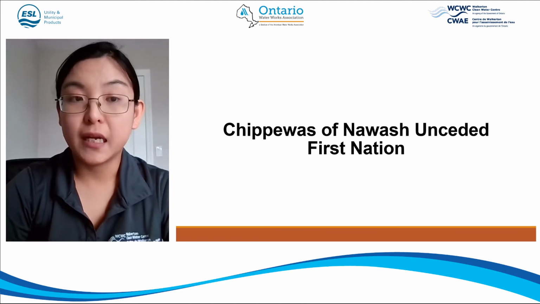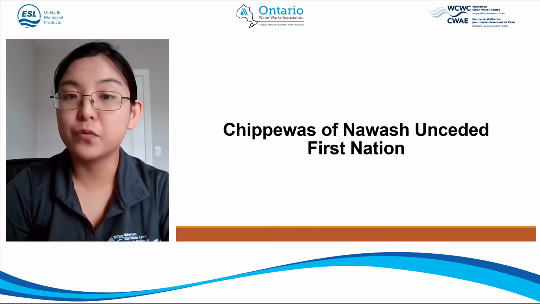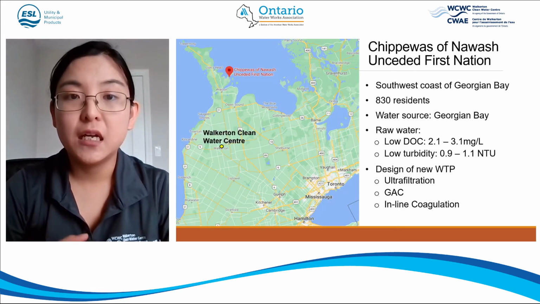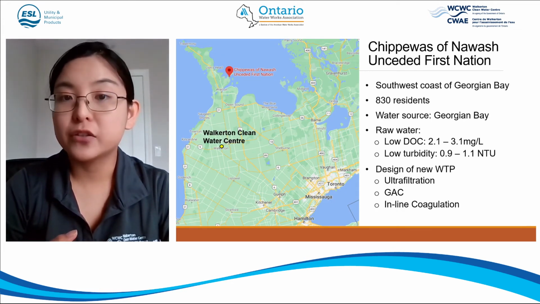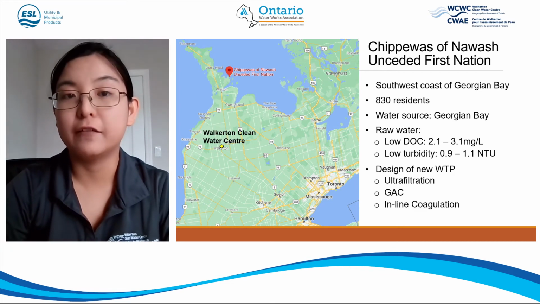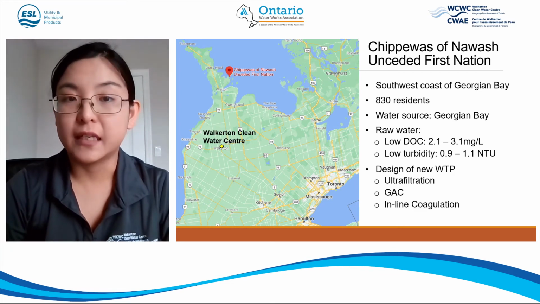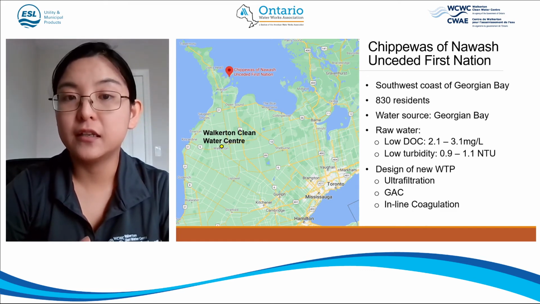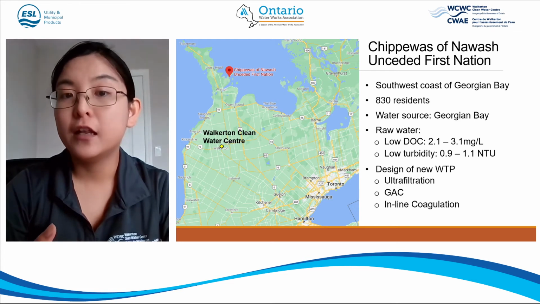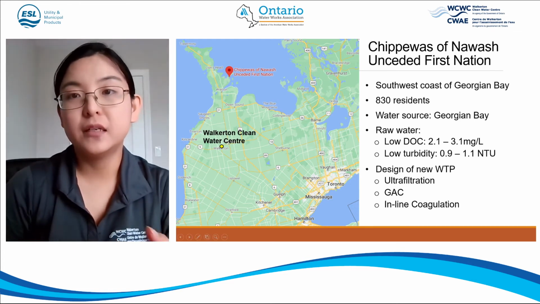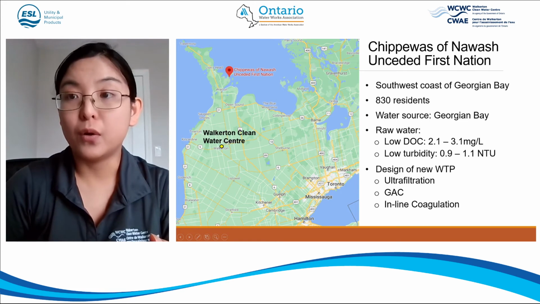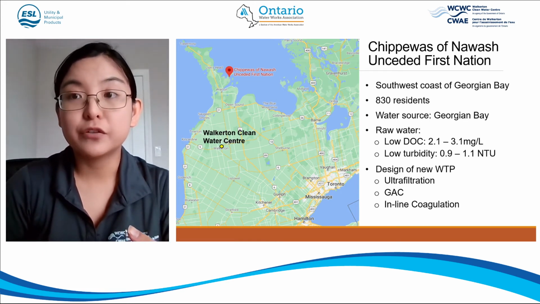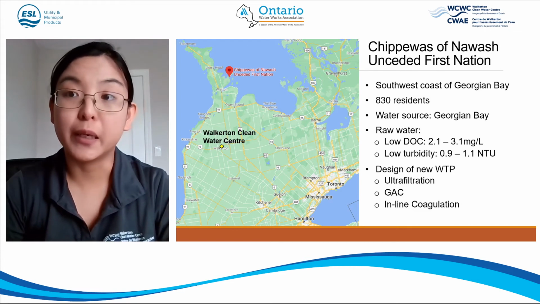And we also did another pilot testing project with Chippewas of Nawash Unceded First Nation. This community, located on the southwest coast of Georgian Bay, has about 800 residents. They use Georgian Bay water as their water source. Their raw water has low DOC and low turbidity, but they're also on a boil water advisory. So right now they're trying to retrofit their existing plant and get a new plant.